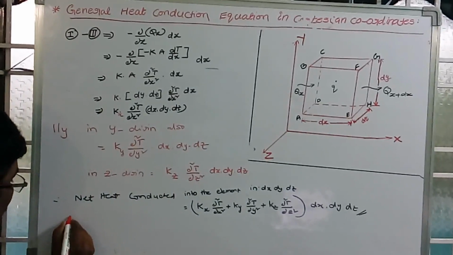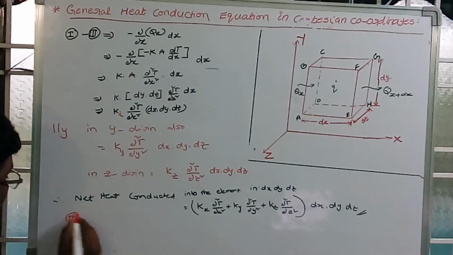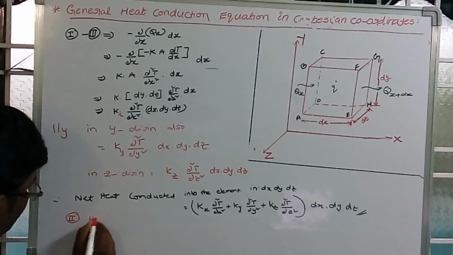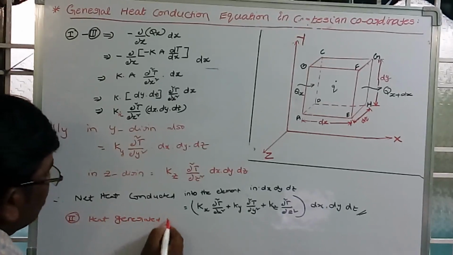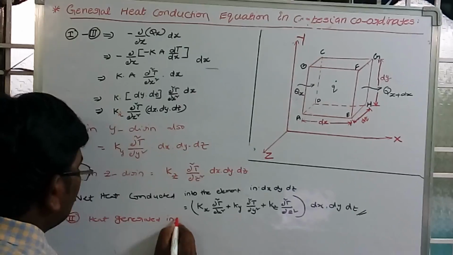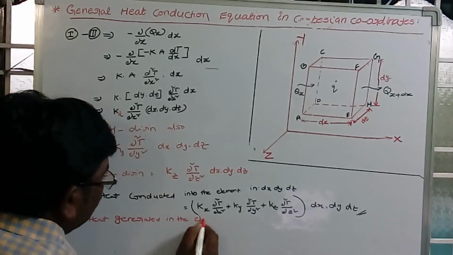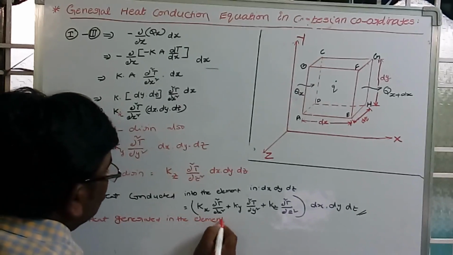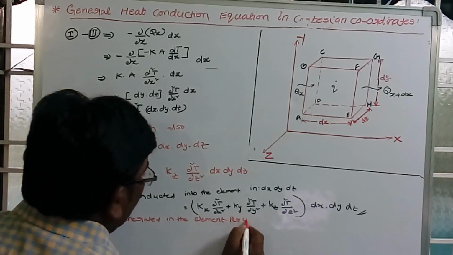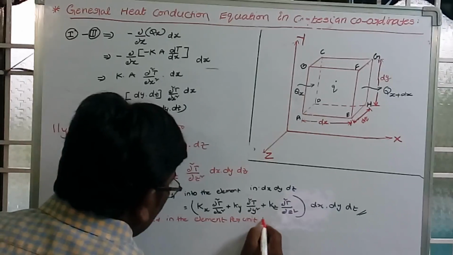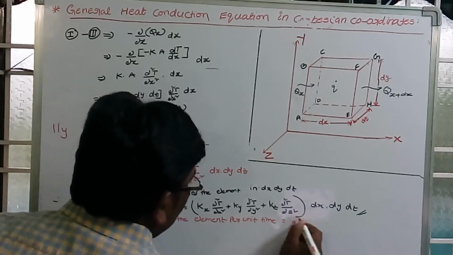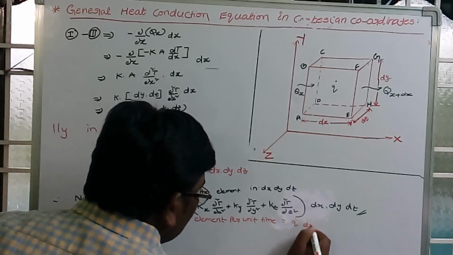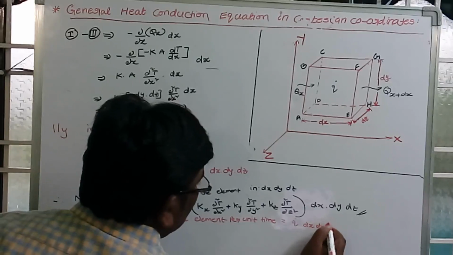Next, what is 2? It is heat generated in the element per unit time, which is equal to the symbol of heat generation, q star. It depends upon the volume dx into dy into dz.